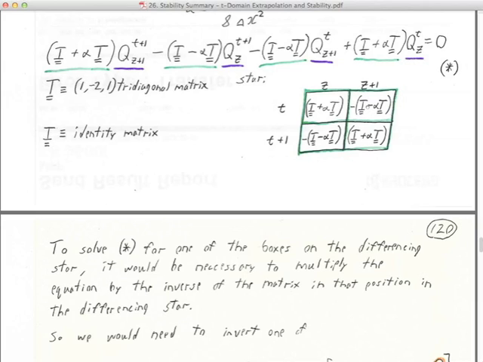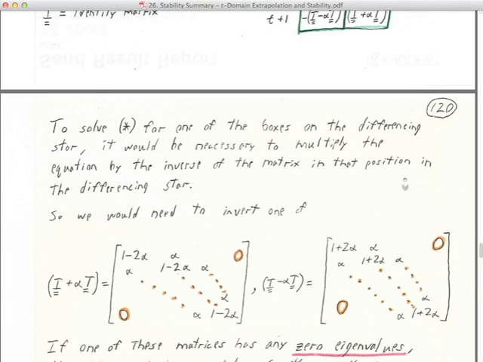Okay, if we want q at t and z plus one, that's how we're advancing the calculation, then we need to get the other three. So solving this equation for one of the boxes of the differencing star, one of the vectors, it would be necessary to multiply the equation by the inverse of the matrix in that position. If we wanted to solve for q at t and z, advancing the calculation in that direction, then we have to be able to divide out the matrix, which is I plus alpha t. Still a tridiagonal matrix, so still relatively simple. We know how to do the tridiagonal matrix solution, so we know we can divide it out.